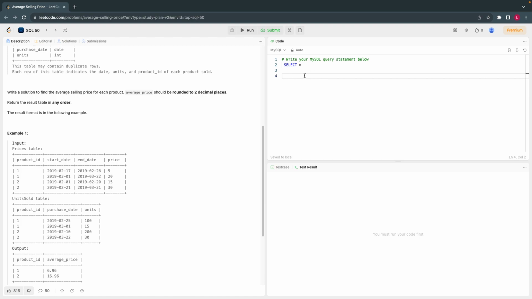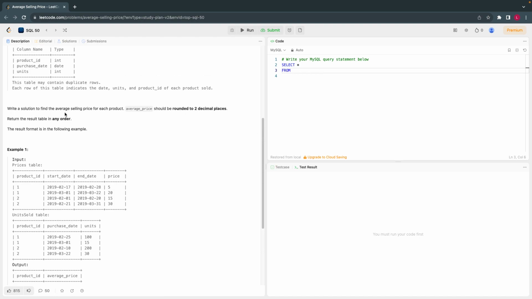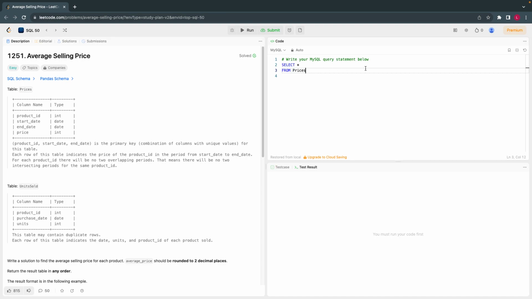So all right, let's join. Select star from prices, I'll keep this as P, left join units sold, this as US, on P dot product ID equals US dot product ID.